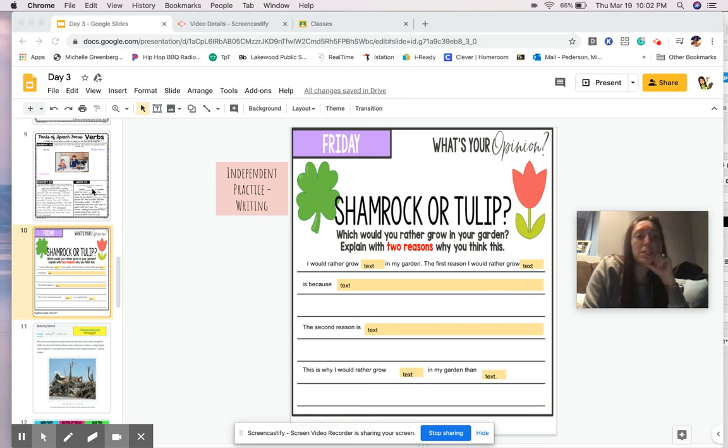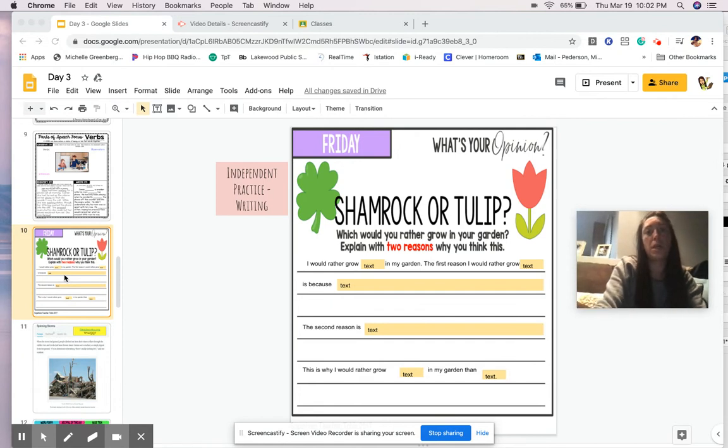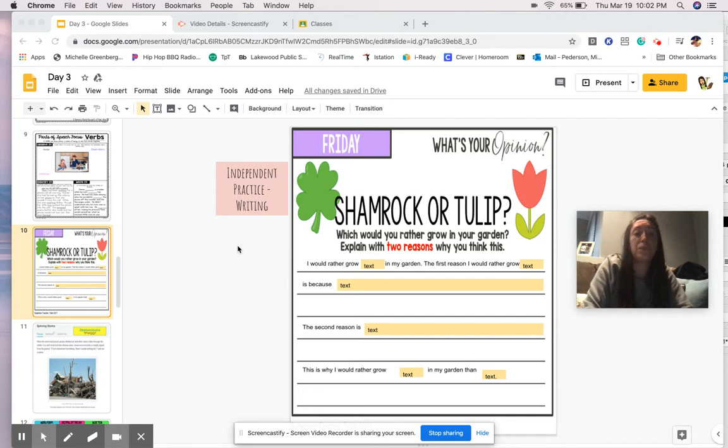All right, guys. So, really quick, because the rest of the slides are more independent for you to complete. Here's our writing prompt from our weekly March prompt packet. It's what's your opinion? Would you rather a shamrock or a tulip? Which would you rather grow in your garden? Explain with two reasons.